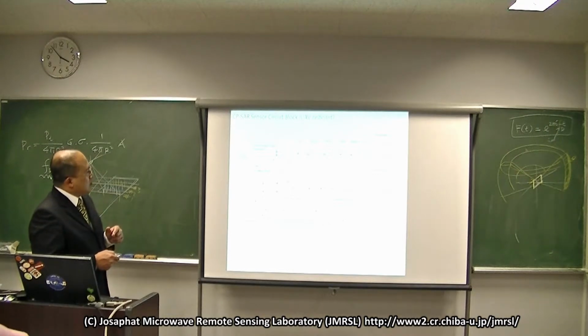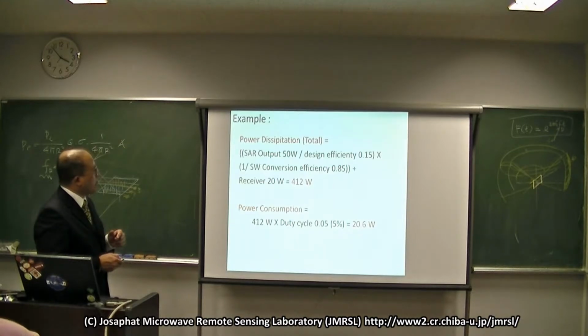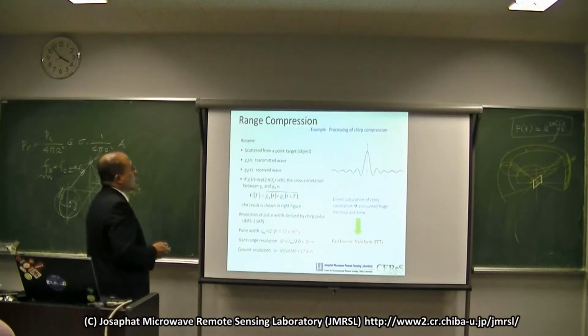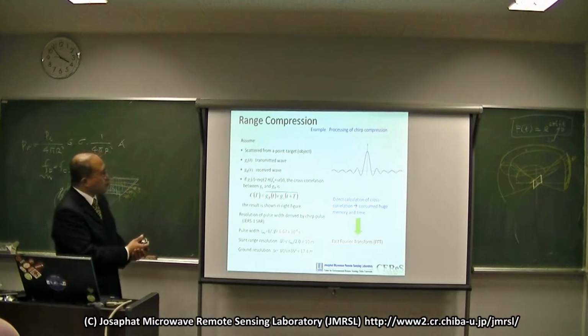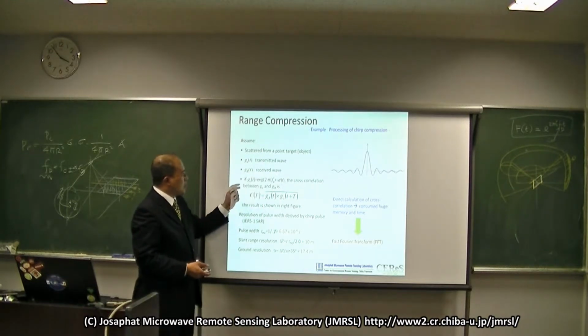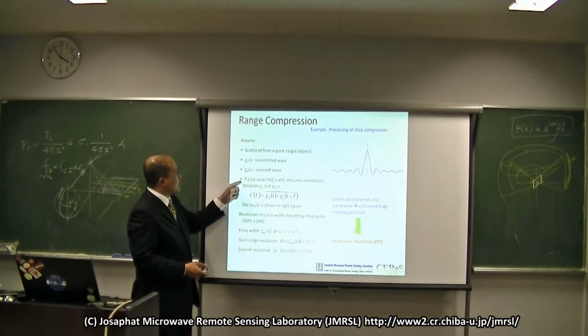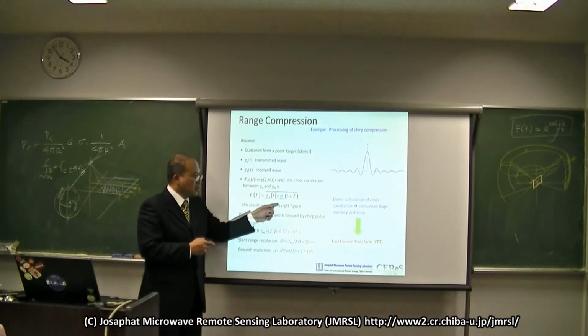This is the block of our system when we want to calculate it. Yes, the chirp part. So here is the transmitted wave, and here the received wave. And then here the reference function. The cross correlation between GS and GR, you can find it.